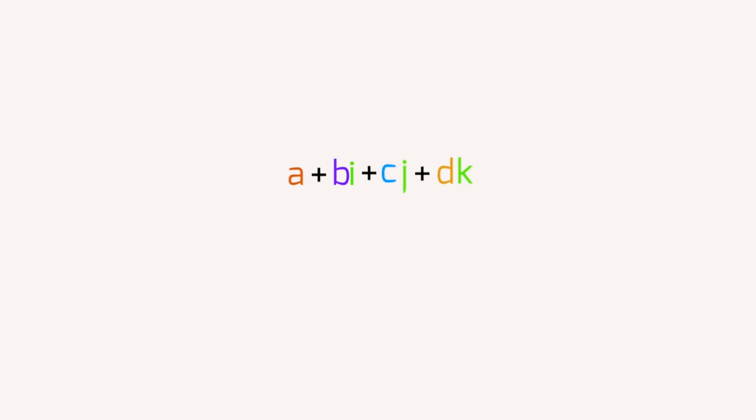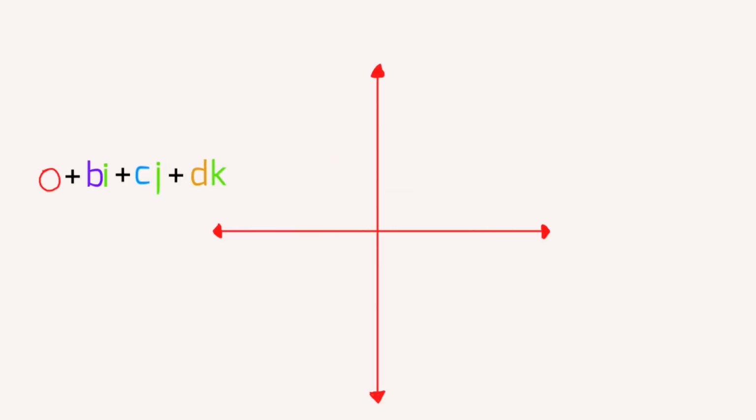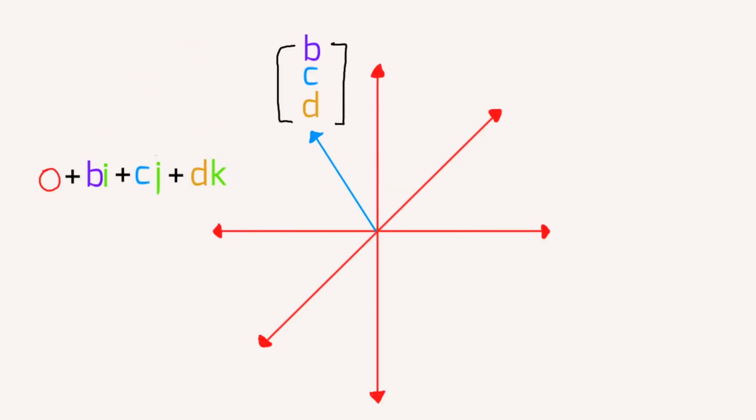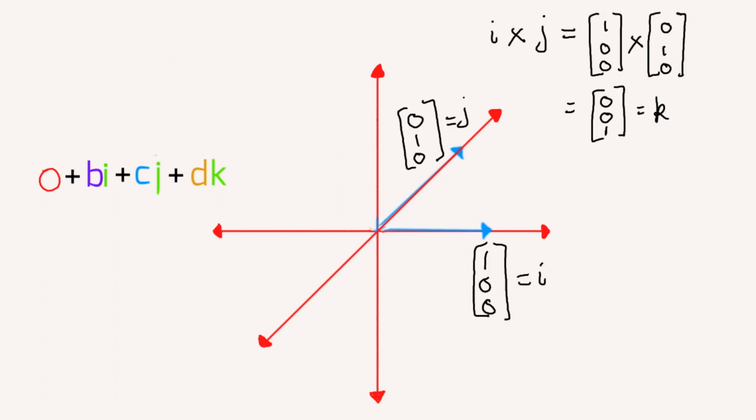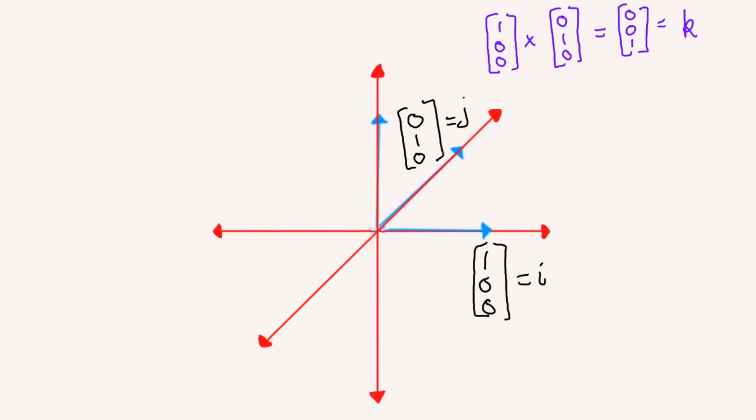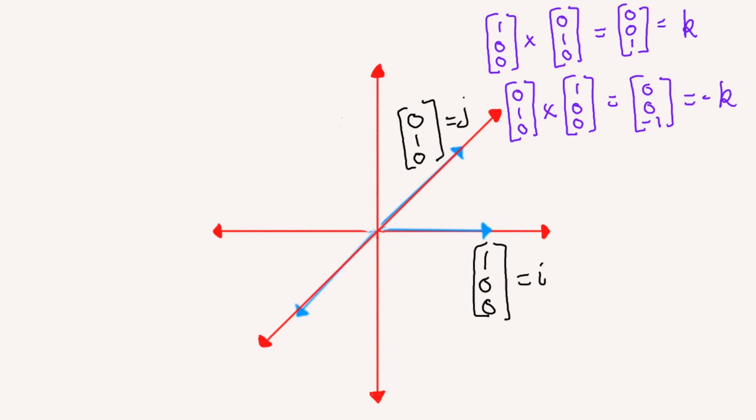Thinking of unit quaternions with no real part allows us to think of them as vectors in a 3-dimensional space. For example, thinking of i and j as vectors in 3D allows you to compute their cross product, which turns out to be k. The non-commutative nature of the quaternion multiplication can be understood by the anti-commutative nature of the cross product.